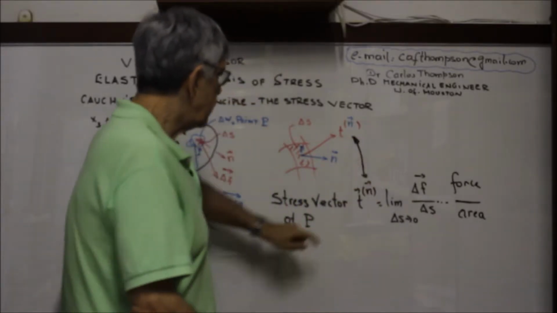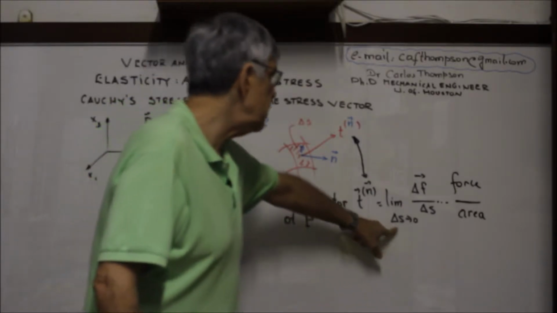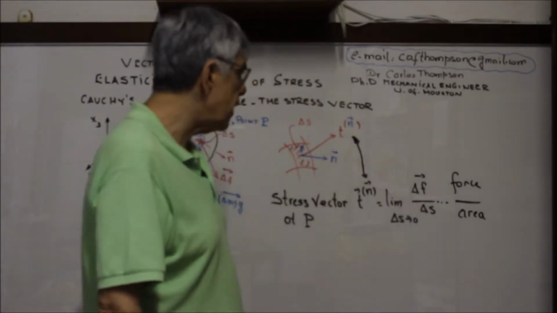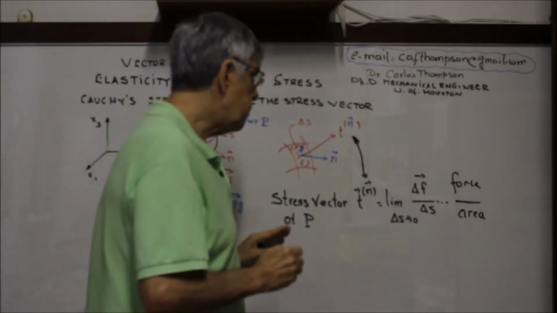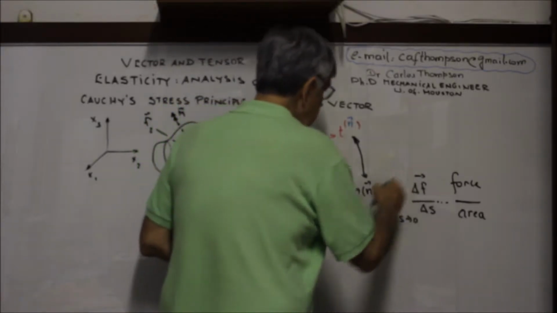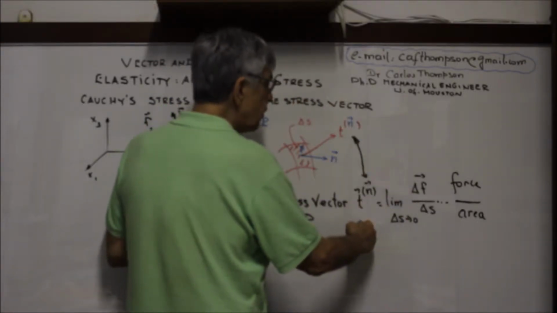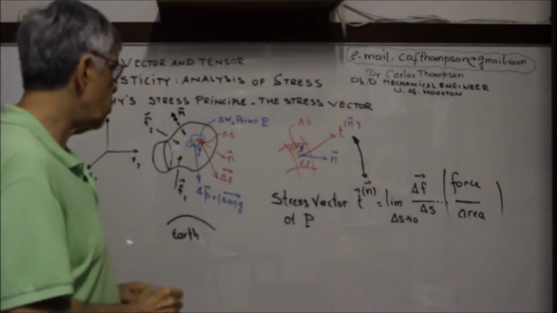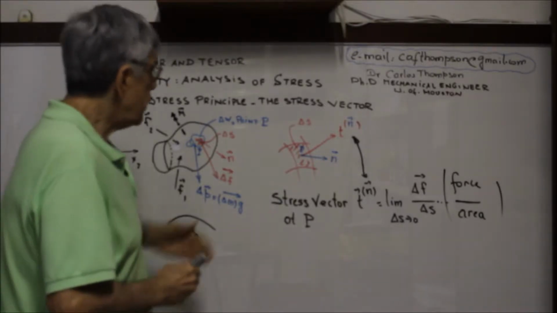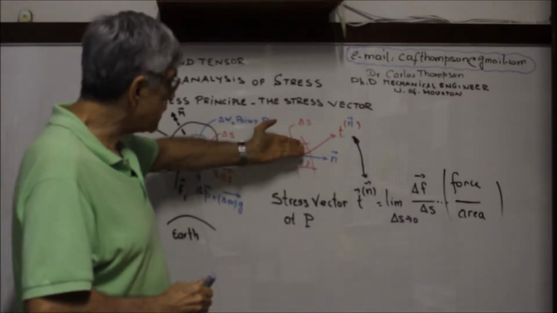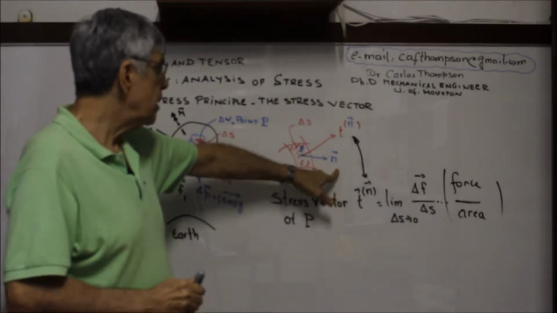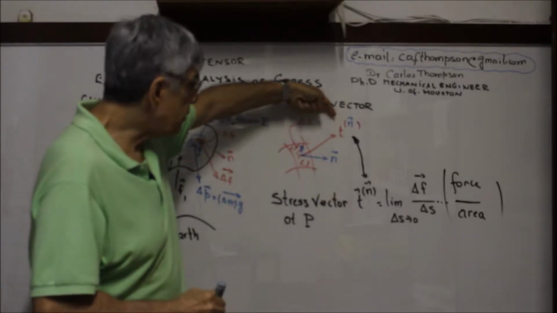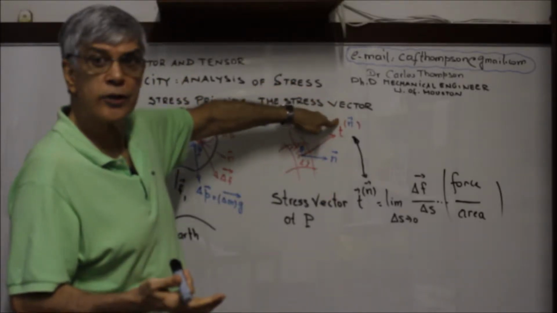This stress vector at P is the limit as delta S goes to 0 of delta F divided by delta S. It's important to remark that the unit of the stress vector is force divided by area. Now, if we rotate S, it will change n. So if you change n, this stress vector will change.